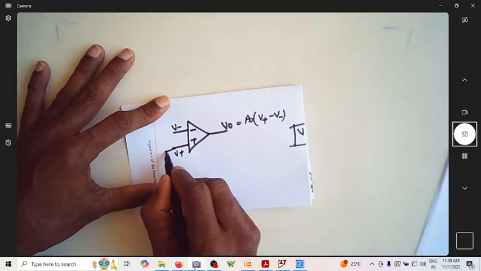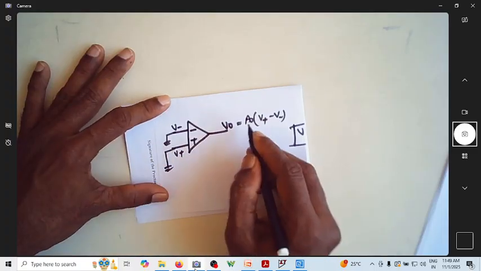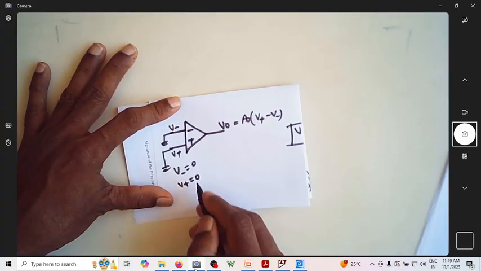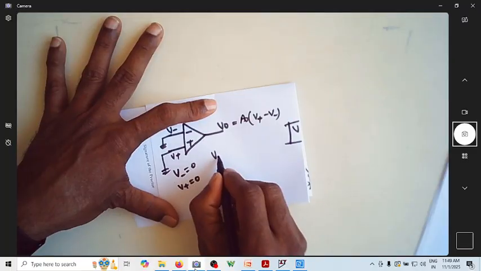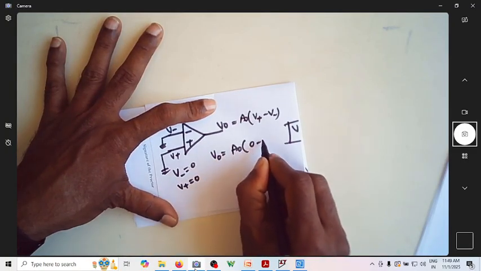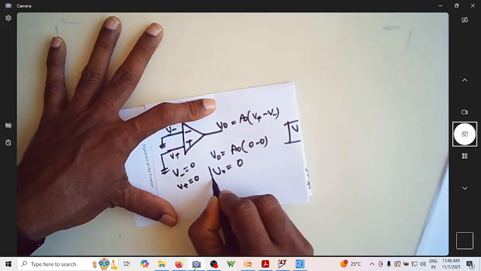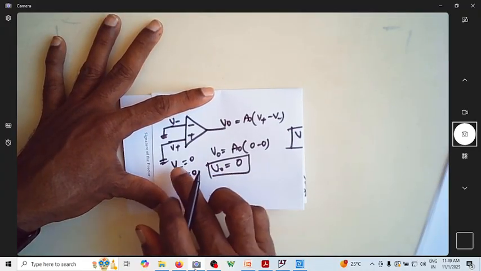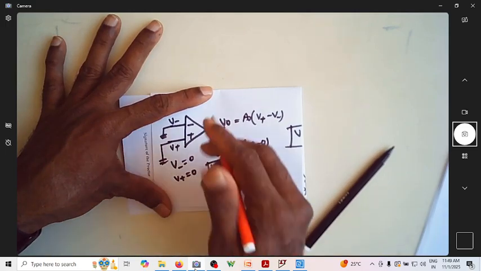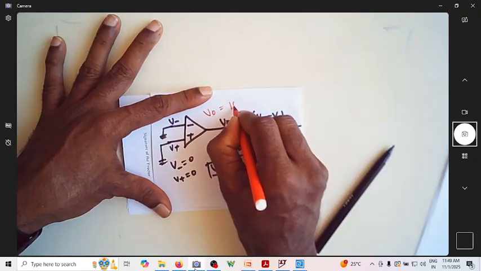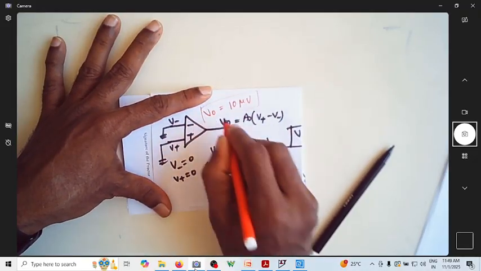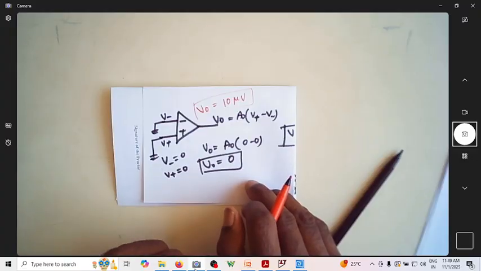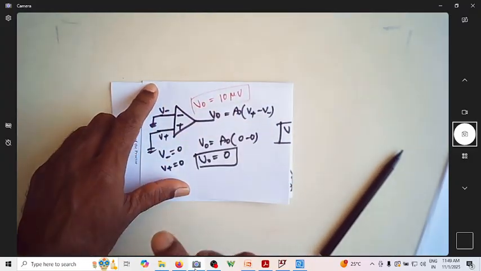Suppose I ground both of them. Can you see V minus is 0 and V plus is also 0? So what should V0 be? V0 should be A0 into (0 minus 0), so V0 is 0. This is the ideal case. But typically, when I ground both the inputs, the output may be some 10 microvolt. Ideally it was supposed to be 0 volt, but it is a very small non-zero value.